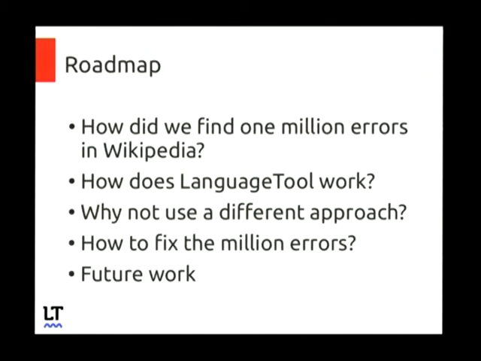Here's a short roadmap of the talk. First, I'll explain how we used LanguageTool to find a million errors in Wikipedia. And then I'll explain how LanguageTool works internally. I'll explain what approach we are using for LanguageTool and what other approaches could be used for style and grammar checking and why we are not using those other approaches. And then I'll make a suggestion how we can start fixing these million errors we found. Finally, I'll talk about the future work we are planning for LanguageTool.